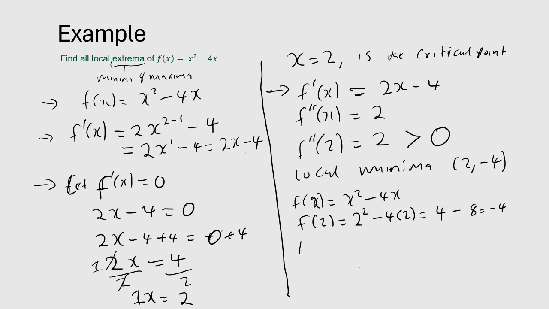But no maxima, since we have only 1 point. And the reason is that the plot for this function is like this. If you want to plot this function, it is something like this. It's U-shaped, so it has only a minimum. It doesn't have a maximum.